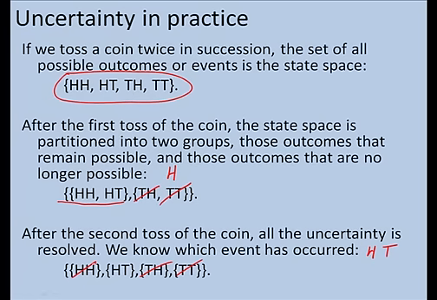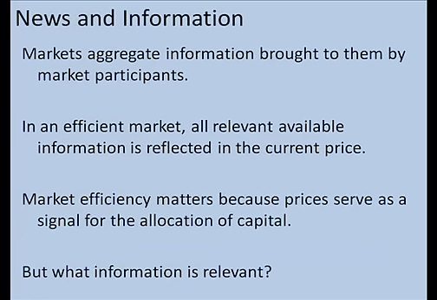Now the nice thing about stock markets is that they aggregate information. Every market participant is going to have different views on what the data is telling them. And what the market does is it puts all that information together to form a weighted average of investors' views. In an efficient market, all relevant available information is reflected in the current price of the stocks. Market efficiency matters because prices often serve as a signal for the allocation of capital. But the big question is, what information is relevant?